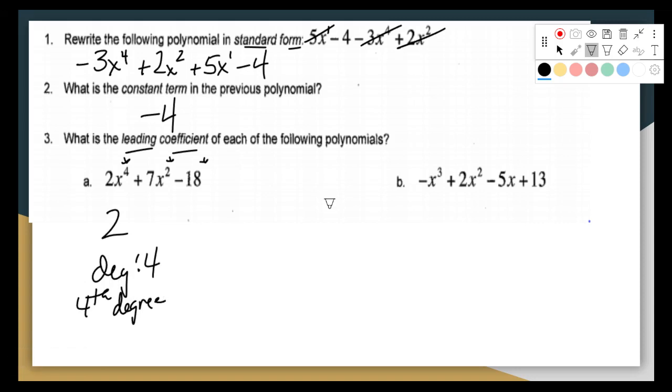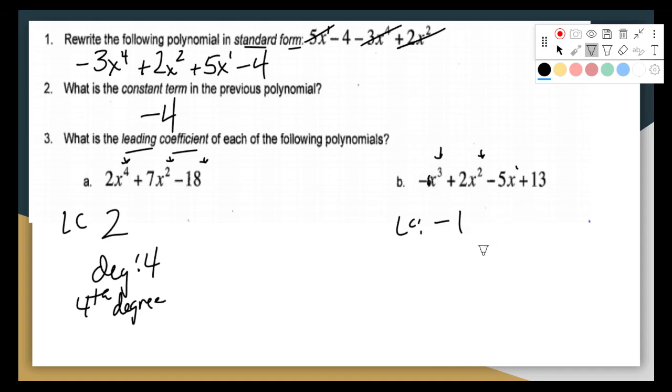All right. And then in B, are they in order? 3, 2, 1, 0. Yeah, they're in order. So the leading coefficient is -1, right? There's a 1 there. We don't say it. It's -1.